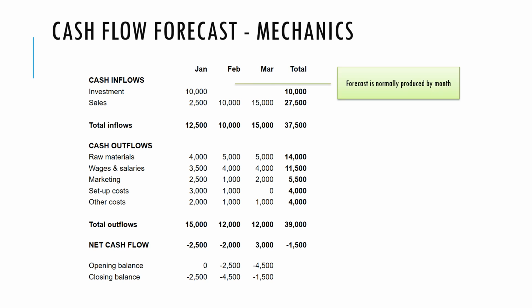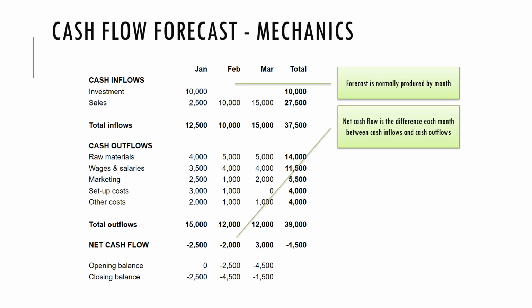So in this example here, we've got a cash flow forecast, and it's normally produced by month. We can see cash flows first of all, so from investment cash into the business and sales, total inflows, then we've got all the outflows, all the kind of costs, and the total outflows. Inflows minus outflows gives us the net cash flow, and then we have the opening and closing balances. So net cash flow is the difference between the inflows and the outflows, and then let's look more closely at the opening and closing balance.